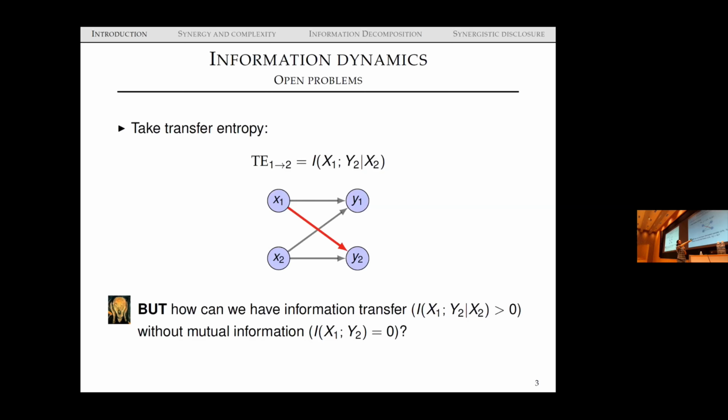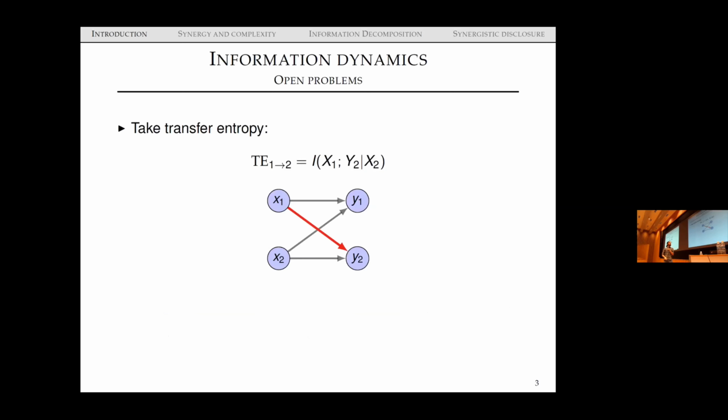This is the mutual information of the past of one with the future of the other, conditioned on the past of that other thing. And you would get this, for example, if Y2 is the XOR of the past of the system. This kind of thing can happen, and that really makes me question it. There's nothing wrong with transfer entropy per se, but I really don't want to attribute it to this one particular arrow. I don't like this being a property of these 2 variables, drawn in that way.